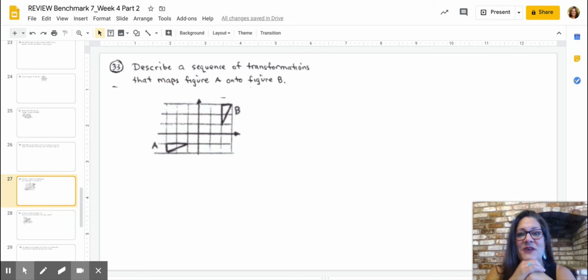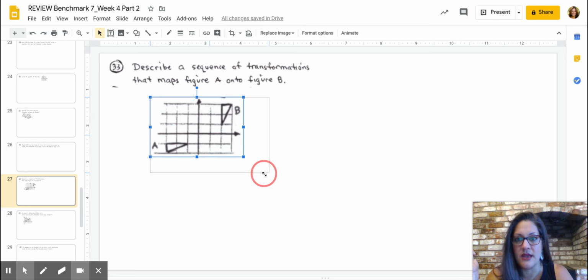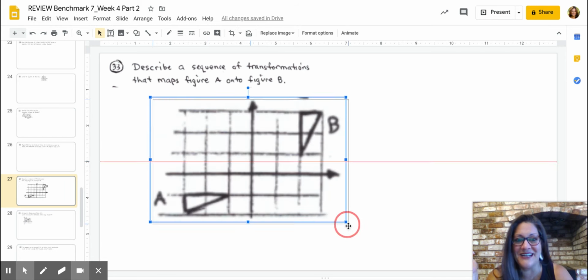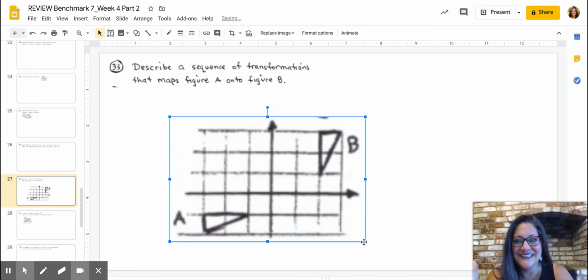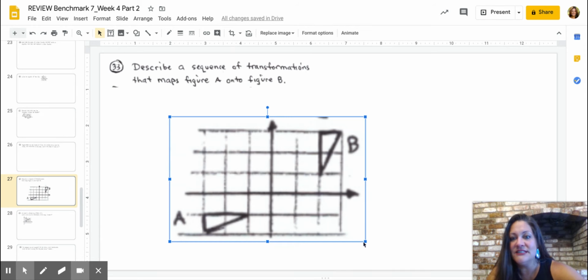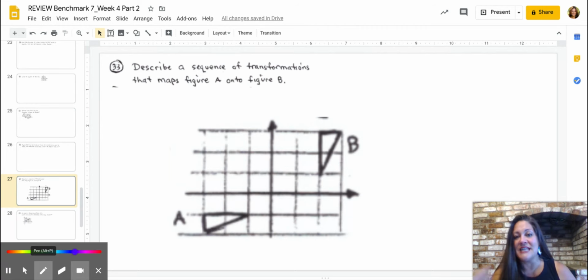Okay, describe the sequence of transformations that maps figure A onto figure B. All right, and because I can, I'm going to go ahead and enlarge this. That's not my glasses, right? Oh, that's pretty blurry now. That's all right. Okay, so what did figure A do to become figure B? Let's take a look.